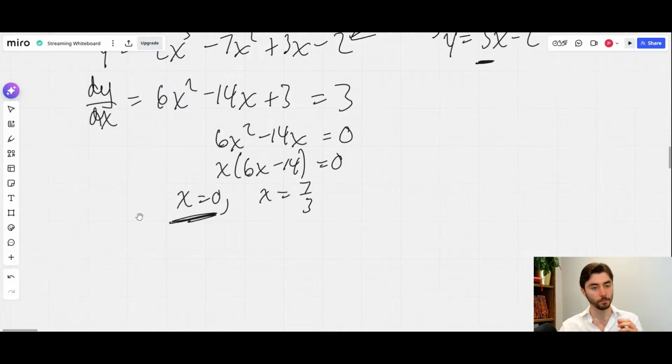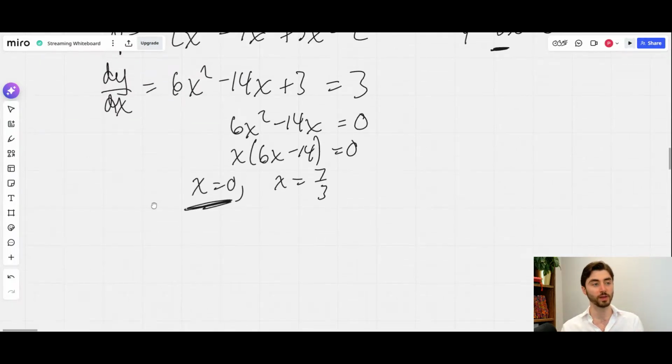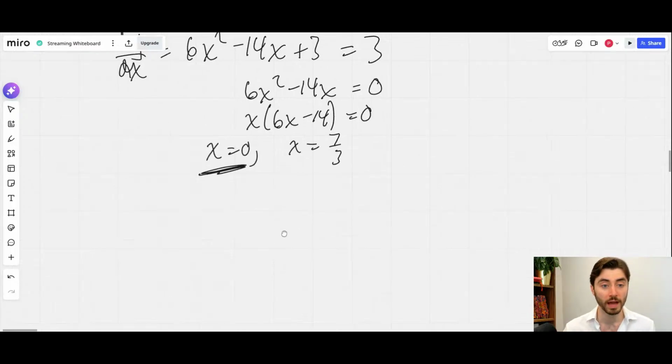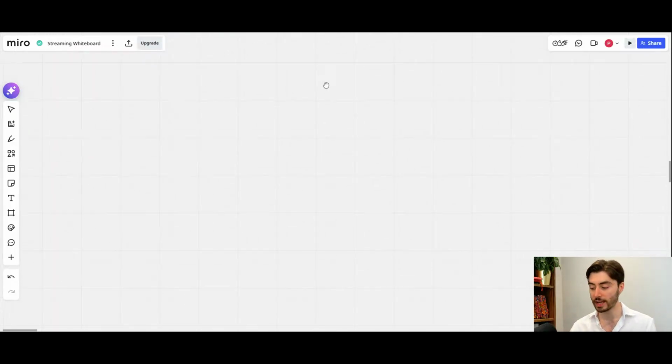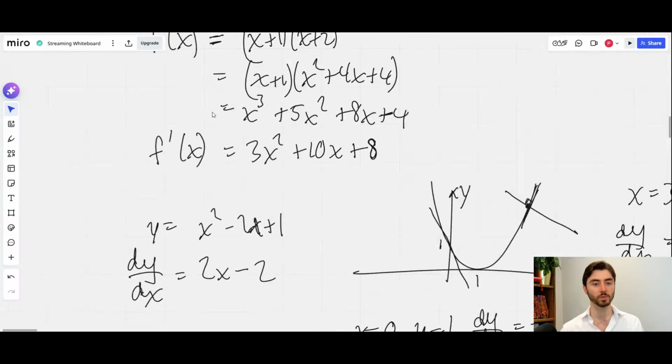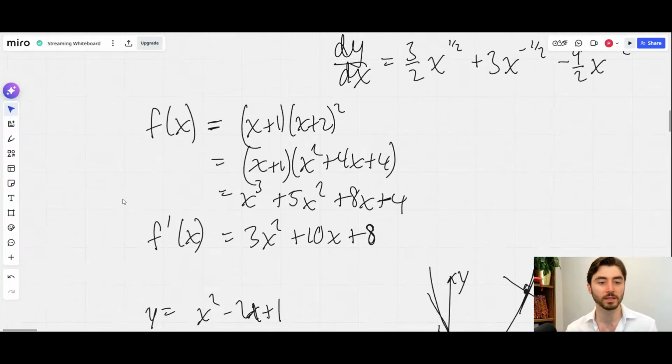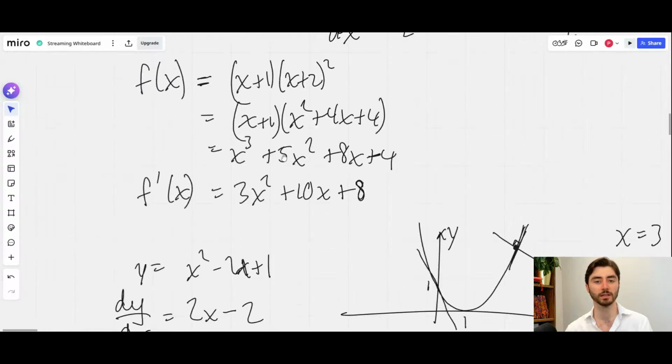So that's sort of the differentiation in problem solving, the fact that it finds you gradients at points. One other very important application of the fact that it finds you gradients is it can find you turning points where the gradient is 0. So let's take, in fact, there was one previous one which worked out really well. So this guy here. So f of x is equal to x plus 1 and x plus 2 squared.